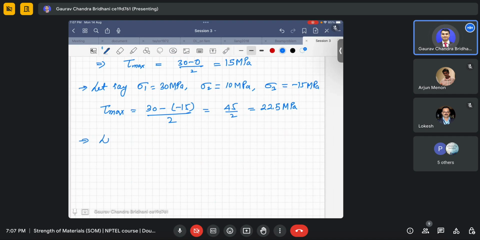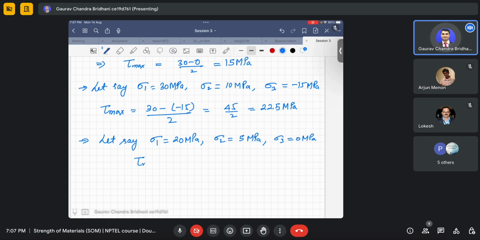The other one I will give also. Let's say sigma 1 is 20 MPa, sigma 2 is 5 MPa, and sigma 3 is 0. This is the worst situation. In this, they just don't consider this 0. So that causes a problem, and the result will be wrong.